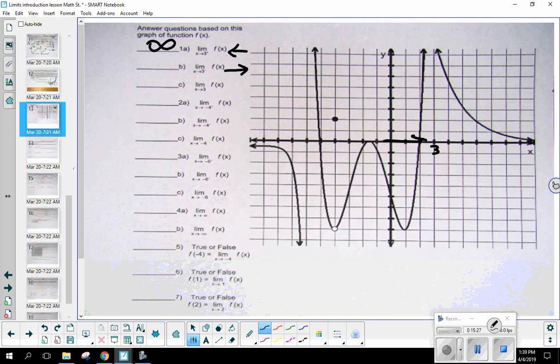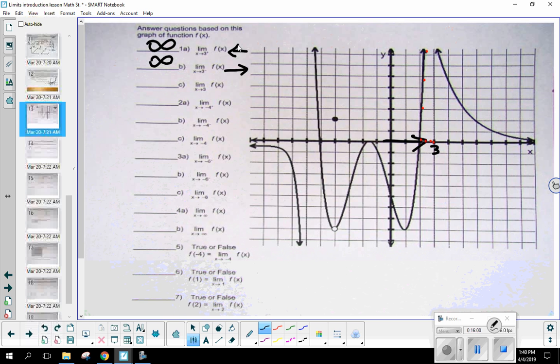Okay, so here's 3, approaching it from the left. Now this one is already much more vertical. The closer I get to 3 from the left, what's happening? It's increasing without bound as well. So what would I put? Infinity. Okay. Now, what would you say the limit as x approaches 3 of function f is? I would say infinity.